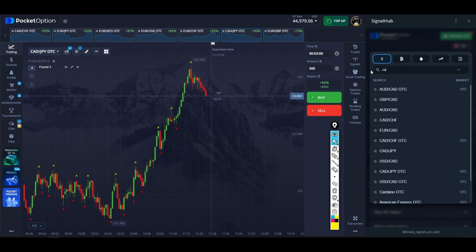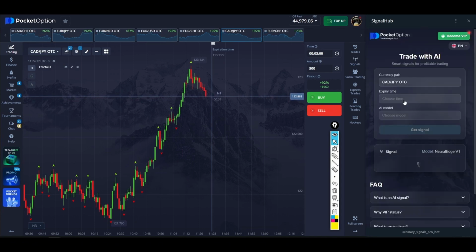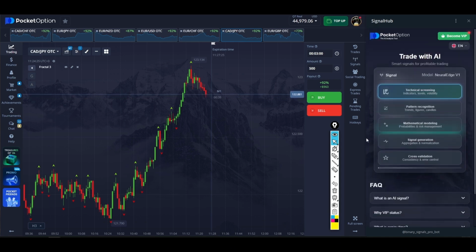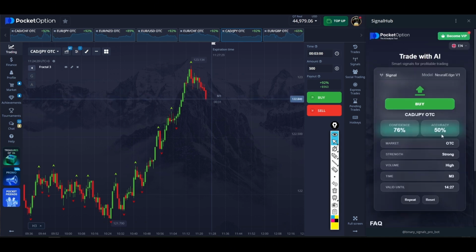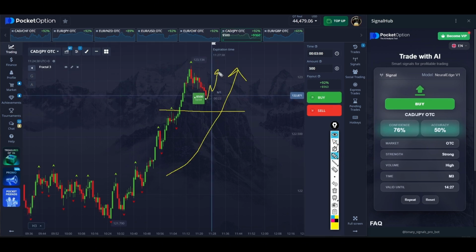I find it in the bot, set the expiration to 3 minutes, and select the first AI model. The bot analyzes the market and gives a buy signal. I react immediately, and we can already see that this may be the right decision as the trend is clearly bullish. Let's see how this setup plays out.